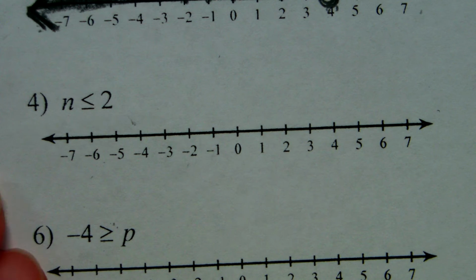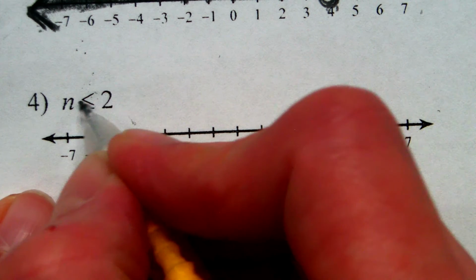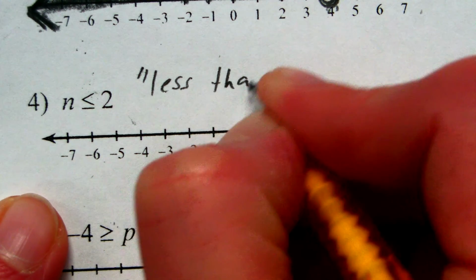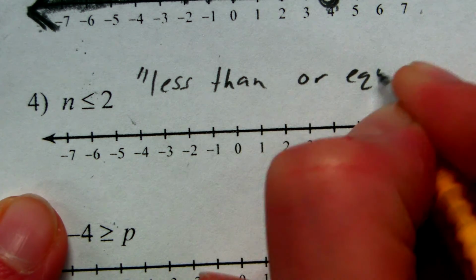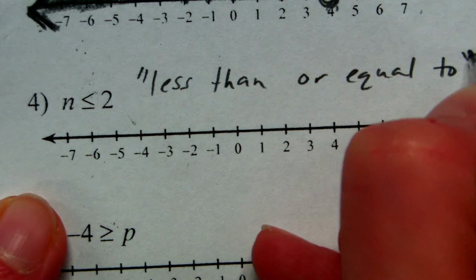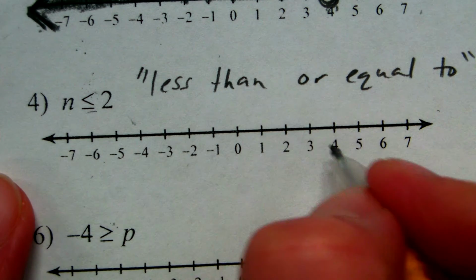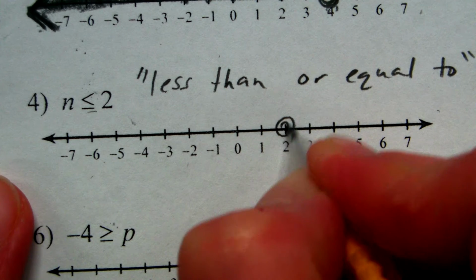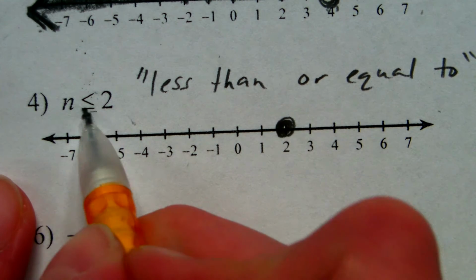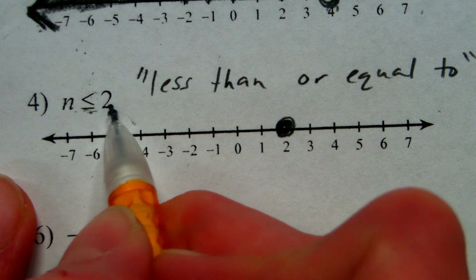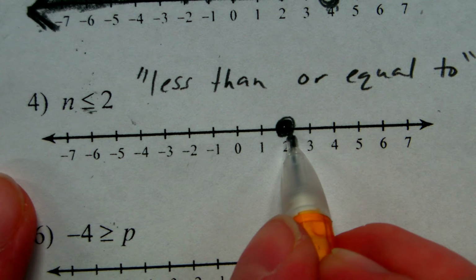Okay, let's take a look at number 4. So now I have it pointing the other direction, which means less than or equal to. So since it has equal to, when we get to 2, we still make the circle, but we fill it in. So when you see this bar, we're going to fill that in because 2 is equal to 2. It's part of my solution.